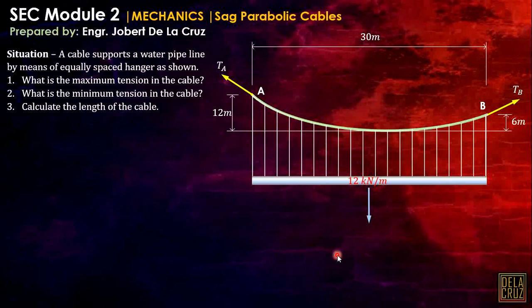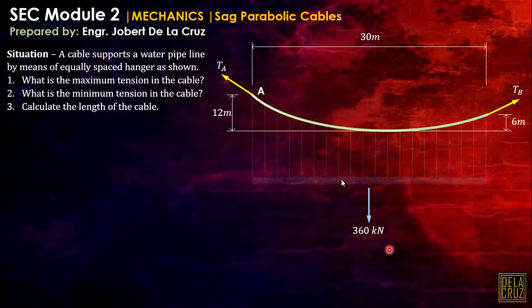Okay, let's go back. So, this one will always act at the center, yung uniformly distributed load, since ang uniformly distributed load is a rectangular form lang. That will always act at the center, and that is 12 times 30, and that is 360 newtons. Now, again, I said kanina na yung force at point A and the force at point B will always act kung saan ito nag-a-act yung ating resultant force dito.